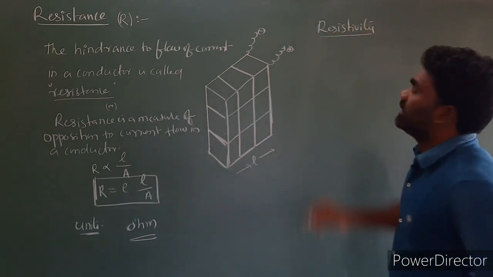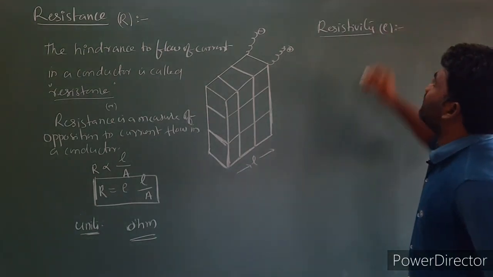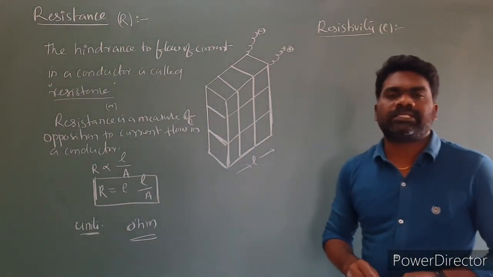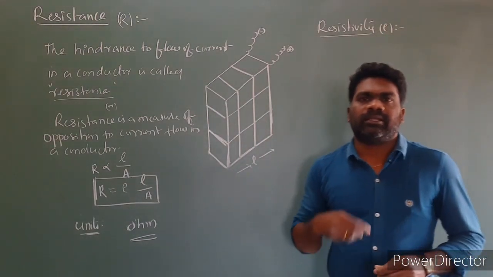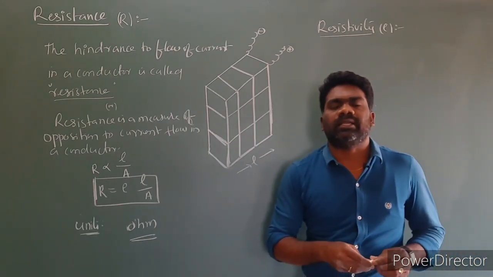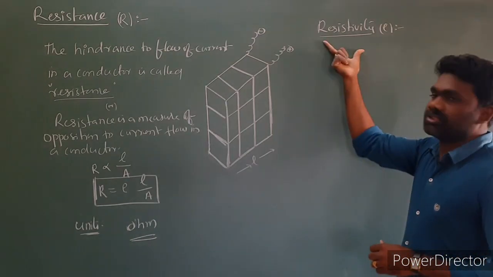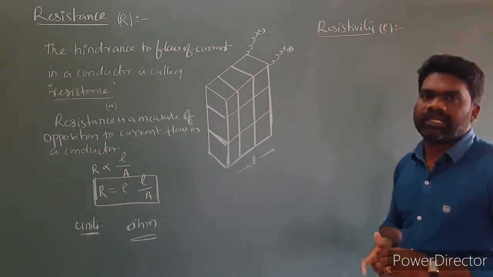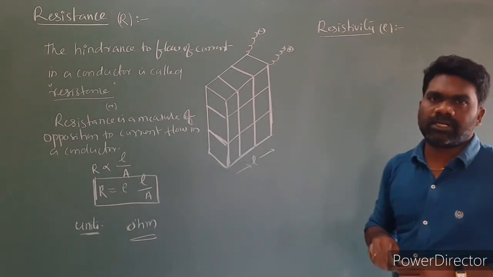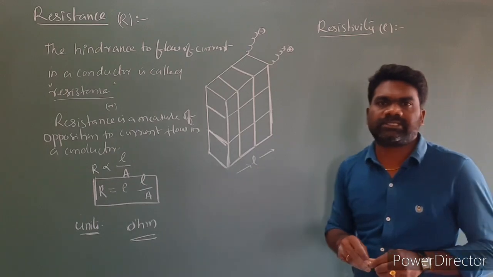Resistivity is denoted by letter rho. Resistivity is defined as the resistance of a conductor of 1 meter long and the area of cross section is 1 meter square.